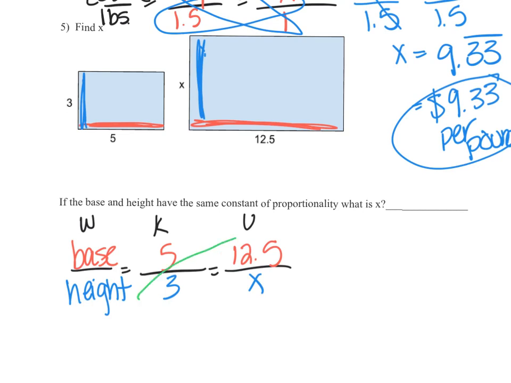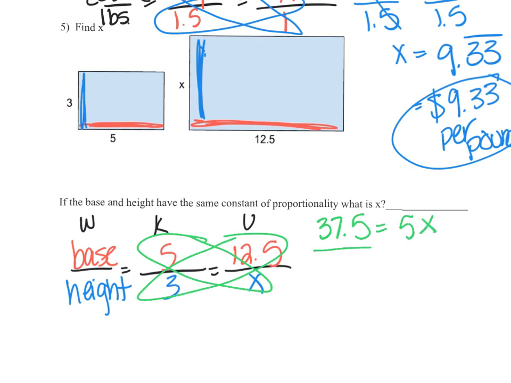So I'm going to cross multiply and then divide. So when I do 12.5 times 3, I'll get 37.5 equals 5x. I'll go and divide both sides by 5 to get x by itself. So x will equal 7.5.